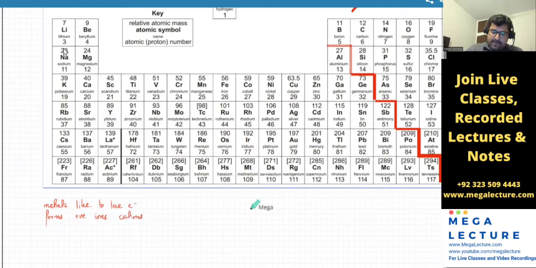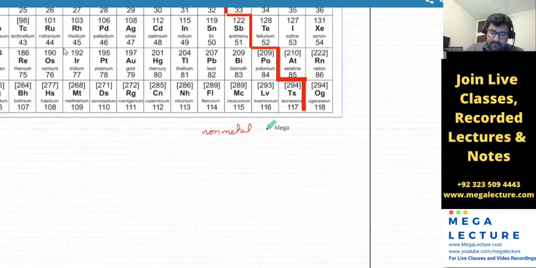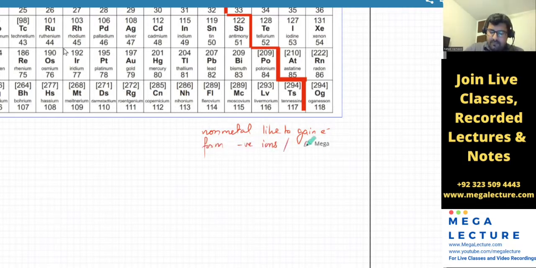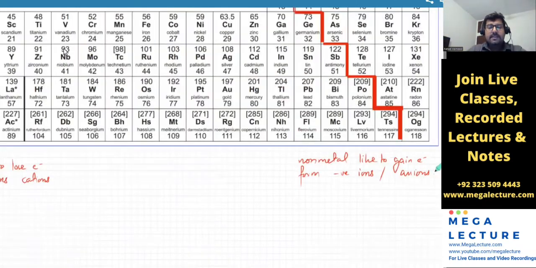And your non-metals on the other side, the one basic difference is that non-metals, they like to gain electrons. Okay, that's one basic difference. And when they gain electrons, they form negative ions, which are known as anions. So those are your anions. Anyway, so that's the major difference.